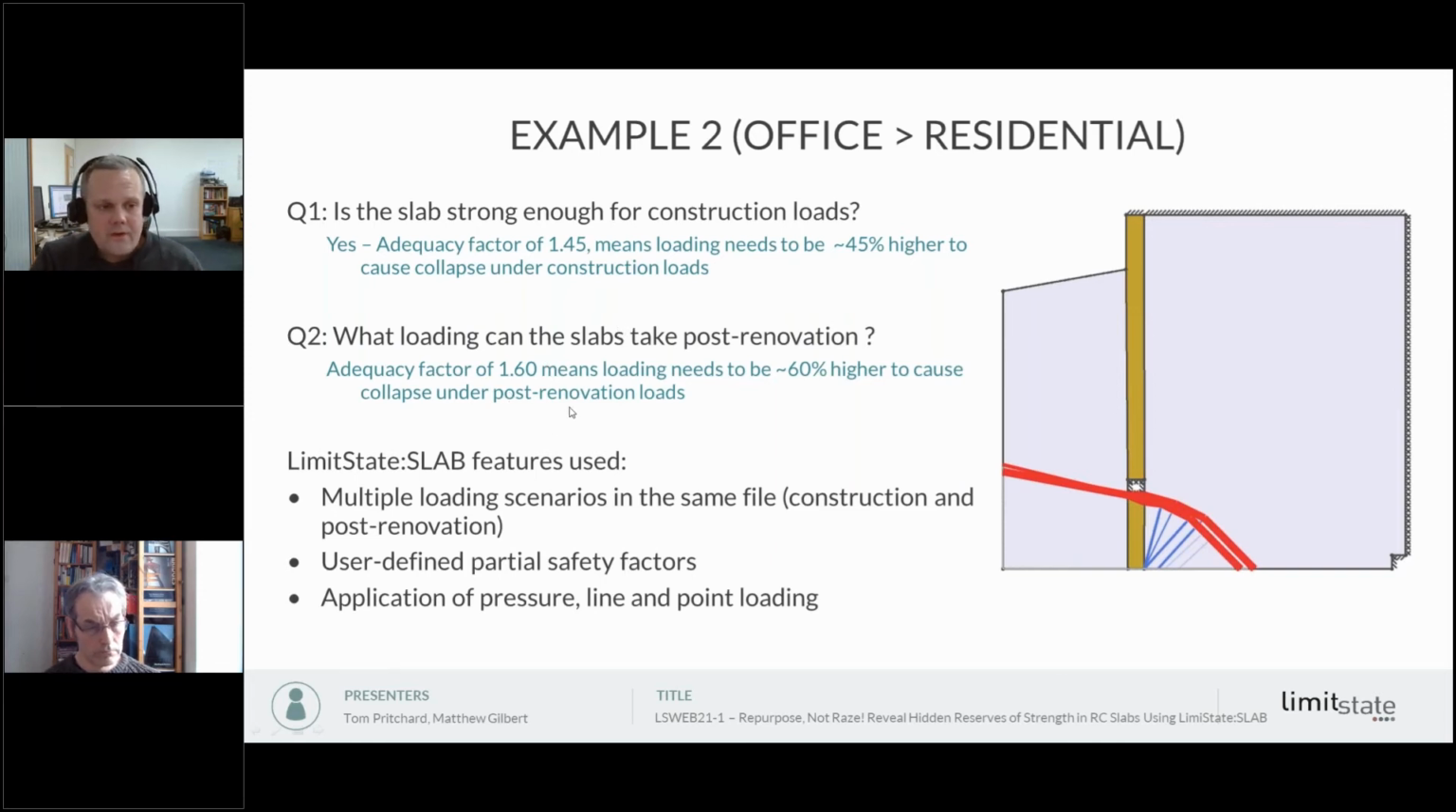The second question was, what loading can the slabs take post renovation? And we saw that the adequacy factor there was about 1.6, which means that the loading there needs to be about 60% higher than we think it's going to be in order to cause collapse under these post renovation loads. So we've answered both the questions and shown that the building as it stands would be okay to, A, undergo the process of renovation, and B, withstand the loading that's going to be applied post renovation.